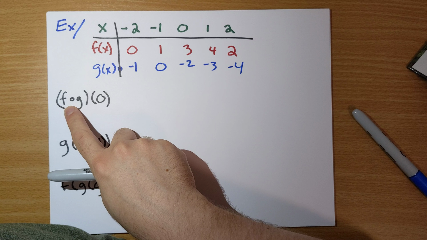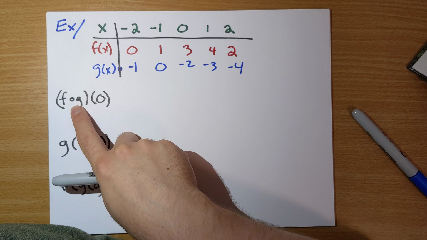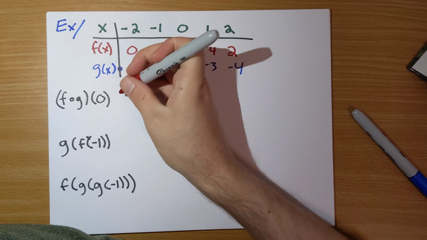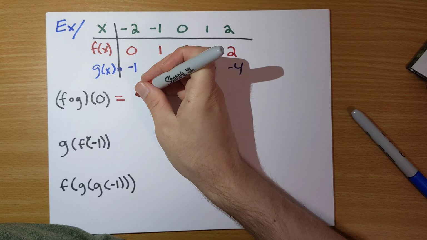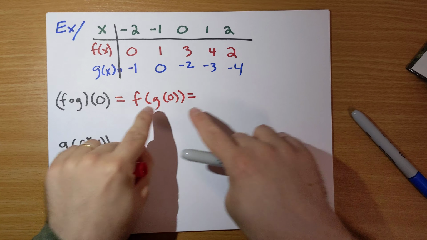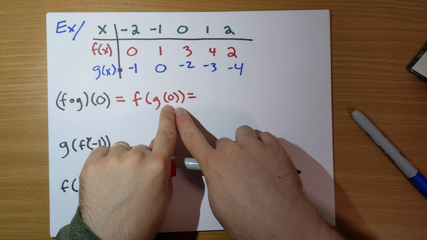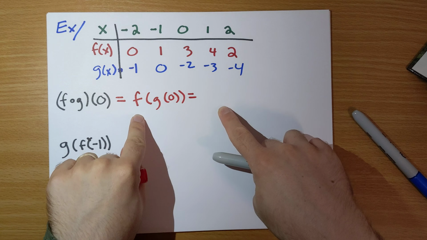So the first thing is that we're being asked for f composed with g evaluated at 0. So of course we know that this is f of g of 0. So what do we have to do? We evaluate this from the inside out. So g of 0 is -2. And so now we're asking for f of -2. f of -2 is 0.